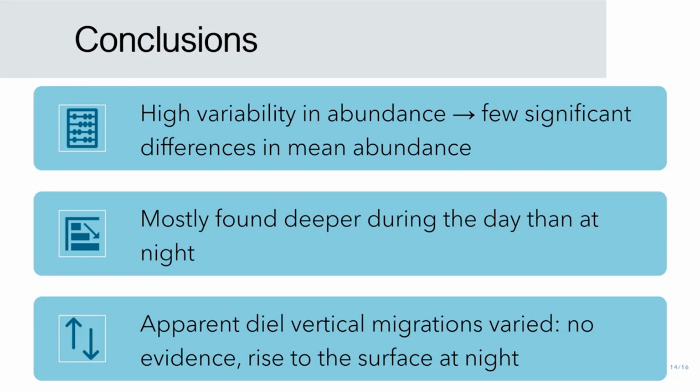So to conclude, many taxa showed high variability in abundance, which may have contributed to few significant differences in mean abundance. Most families had a deeper abundance weighted mean depth during the day than at night. Again, the exceptions were Ommastrephidae and Octopodidae, with deeper centers of biomass at night. The differences between day and night centers of biomass were generally pretty small. And finally, apparent diel vertical migrations varied from no evidence for migration to some taxa showing a rise to the surface at night.